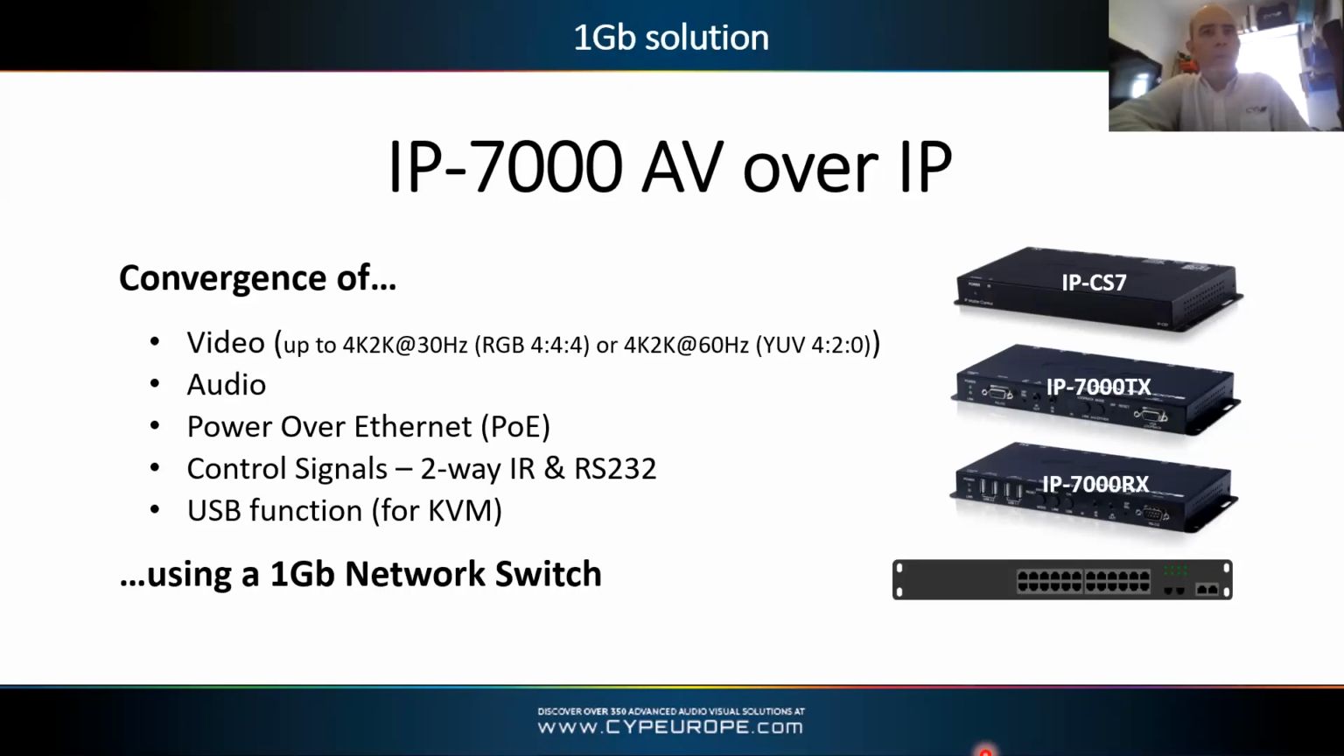Do you want to quickly touch on the key features of the network switch in a 1 gig system, Kev? Yeah, in a 1 gig system, you do have to make some minor changes to the network switch settings. It's nothing super complicated. IGMP snooping, putting jumbo frames up.